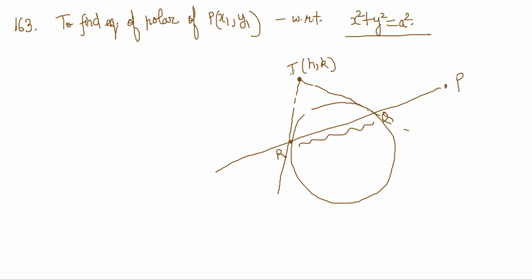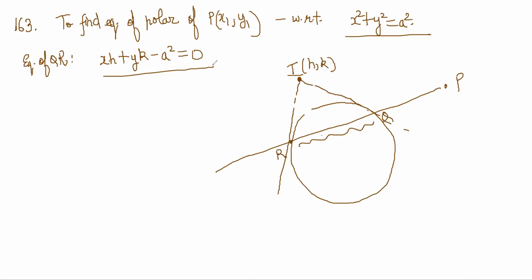So for point T, if you look at T's perspective, from there it looks like QR is the chord of contact. So the equation of QR from the point of view of T is basically xh plus yk minus a square is equal to 0. We had seen earlier that the equation of chord of contact is the same as the tangent equation, right?